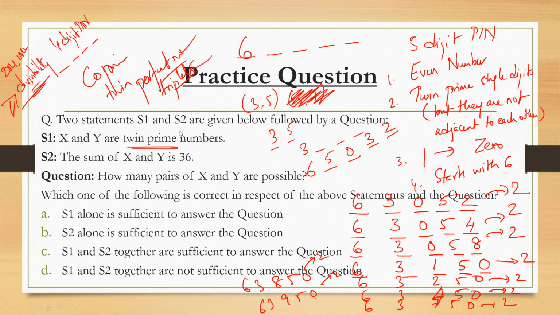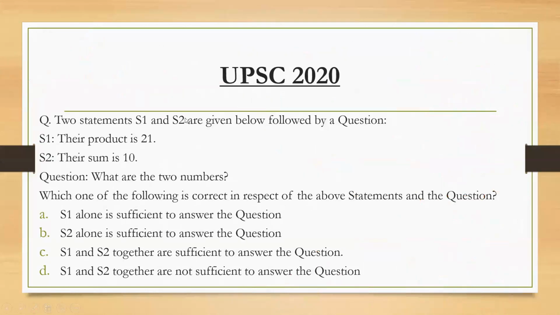Now before going into that, let us fastly try to solve all the UPSC questions that have been asked till date. So here you have a question: what are the two numbers? Two statements have been given. A direct, straightforward question. You tell me which answer will be sufficient.